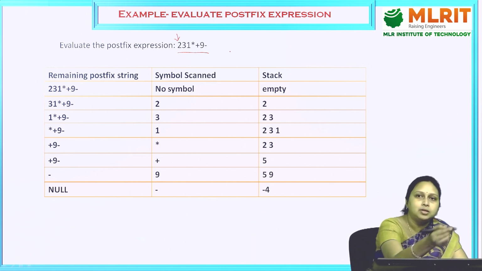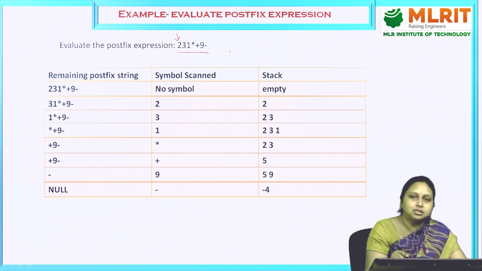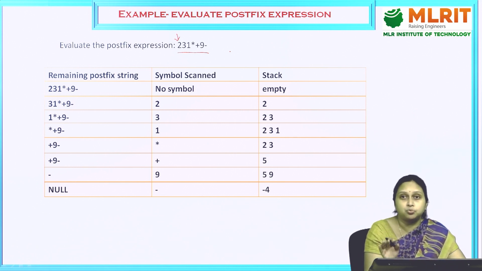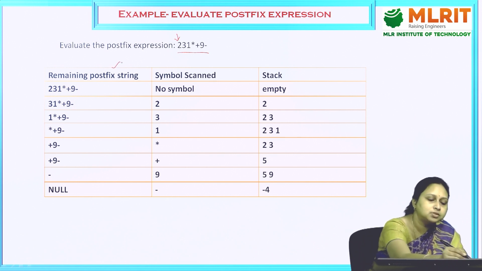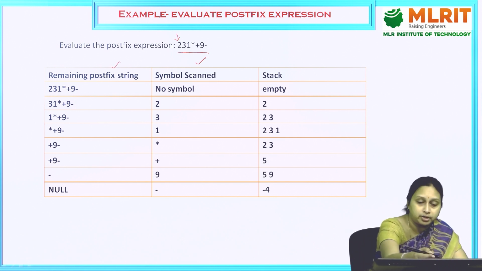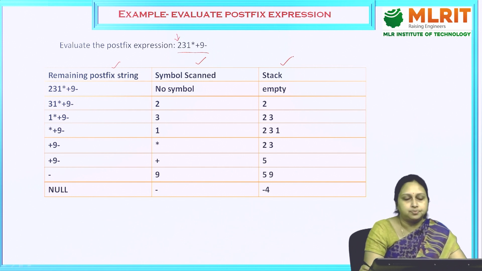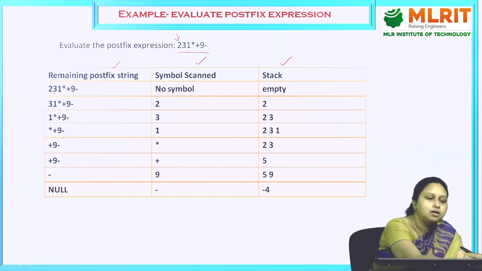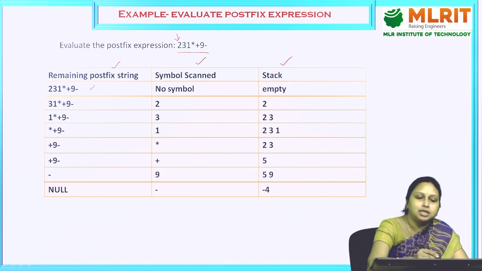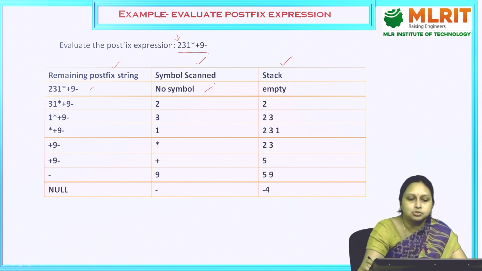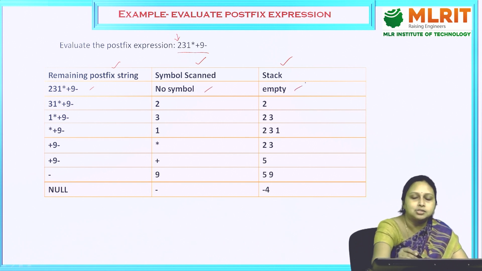Okay. Now how to evaluate this expression? Let us see. In the previous case, we represented a table for infix to postfix expression conversion, right? There we mentioned the remaining infix expression, followed by the stack and the postfix expression. Instead of that, here we are going to take 3 different columns: remaining postfix expression, scan symbol which you are going to scan, and the stack value, right? Let us take the expression. First, initially we represent the expression. You don't find any symbols, we still haven't scanned anything, and the stack is empty.